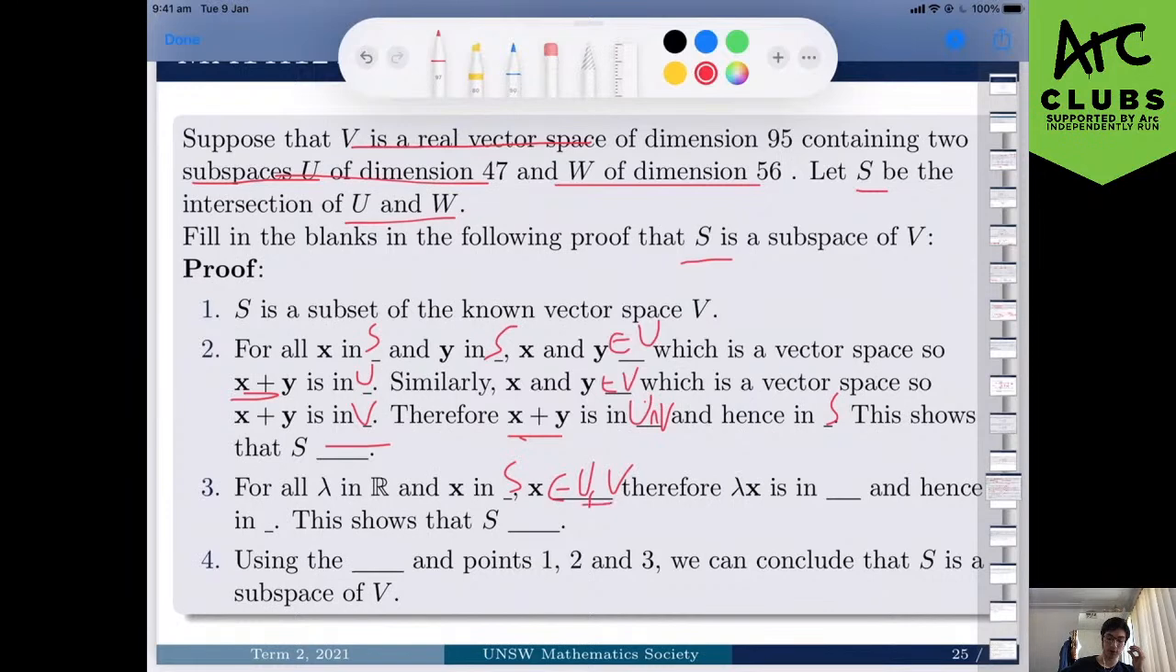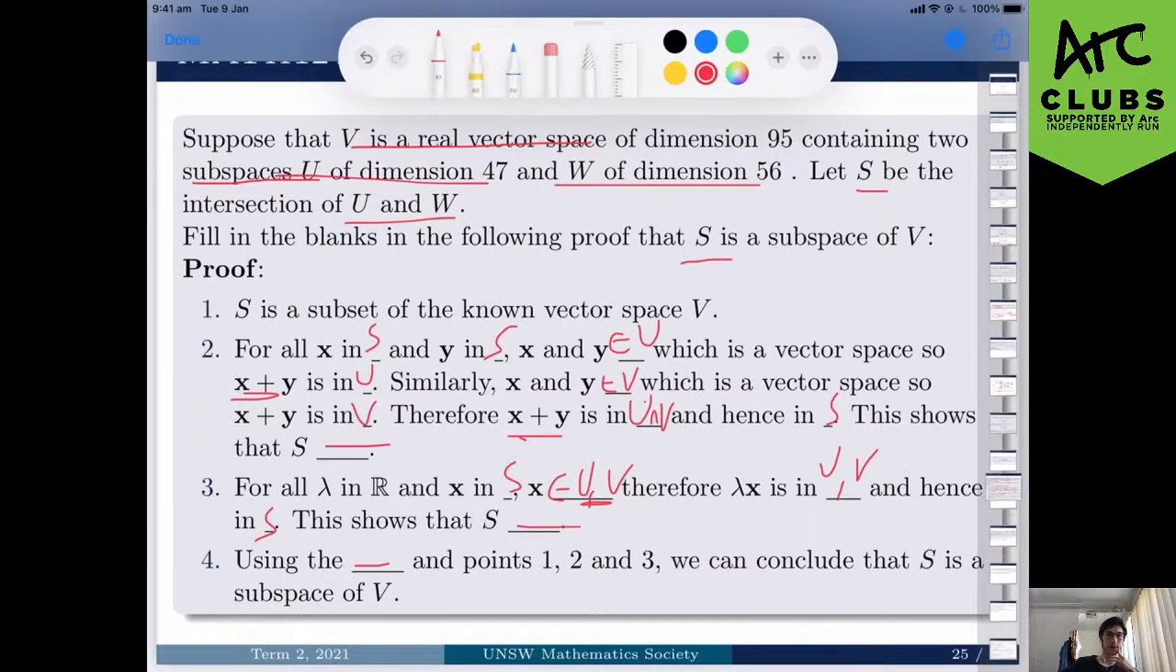But the idea is that we're not talking about the intersection, we're talking about them both separately. In this case, the question was kind of shorthand, so we did them at the same time. Therefore, x is in U and V, and hence it's in S. This shows that S is closed under scalar multiplication. Using the subspace theorem and points 1, 2, and 3, we conclude S is a subspace of V.